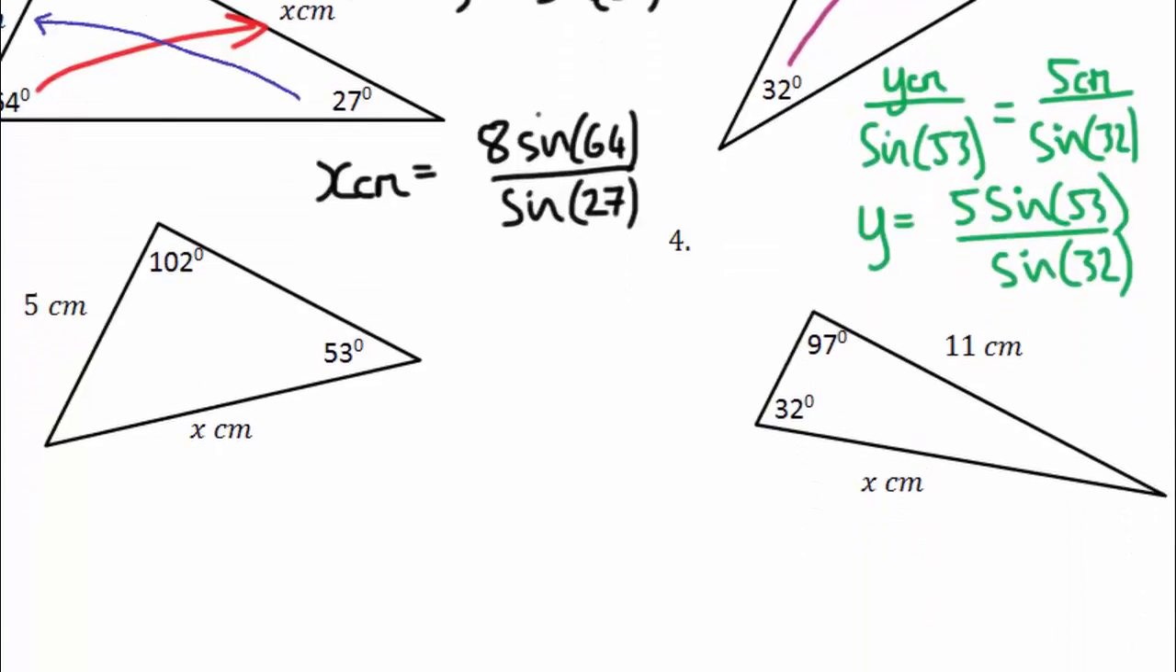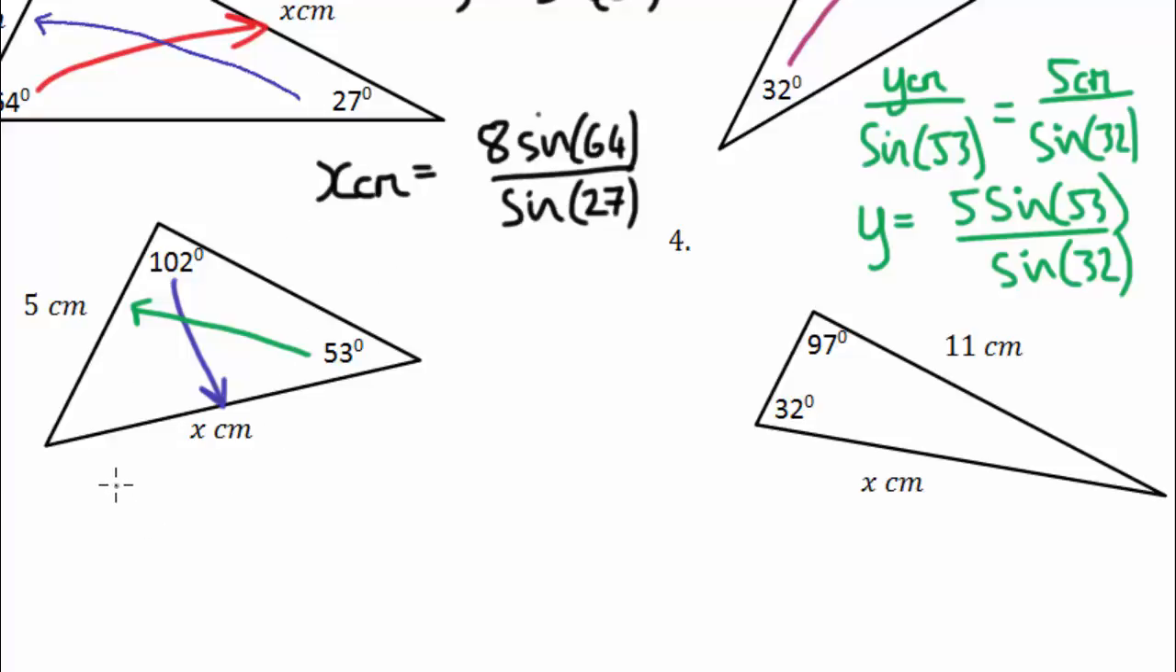If we have another wee look at this one, so we've got this angle 102, the opposite side is x centimeters, and we've also got 53, and opposite side is 5 centimeters. Now, reason why I write it this way is we're trying to work out the unknown, so it's always good to have the unknown in the left hand side.